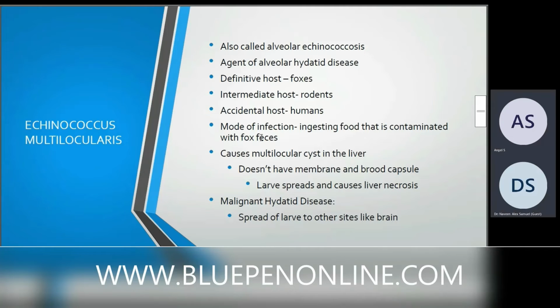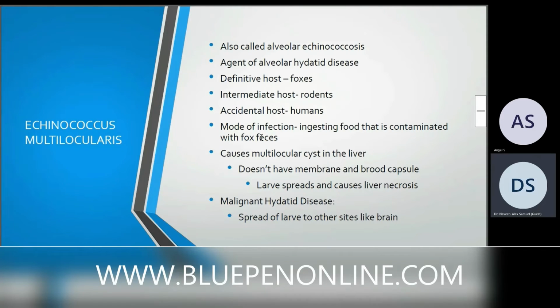It doesn't have a membrane, that is, a brood capsule. I told you, right? In the daughter cyst and the next daughter cyst, you find small cystic lesions containing the protoscolices, but a brood capsule is not there. Here the protoscolices are freely moving inside the main cyst fluid. So the larva spreads through these freely moving protoscolices and causes liver and lung necrosis, and it causes the disease. It's called malignant hydatid disease because there is an easy spread of the larva to other sites like the brain and other organs.